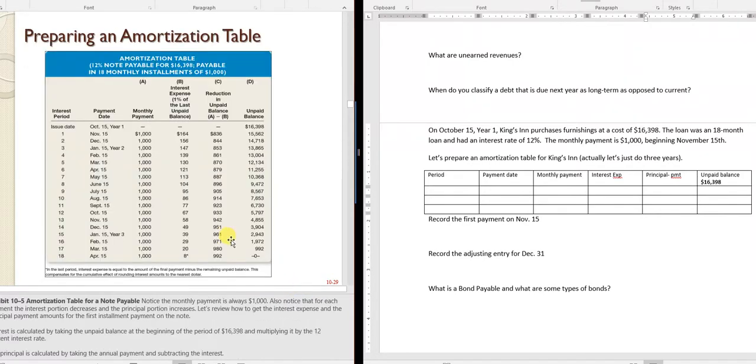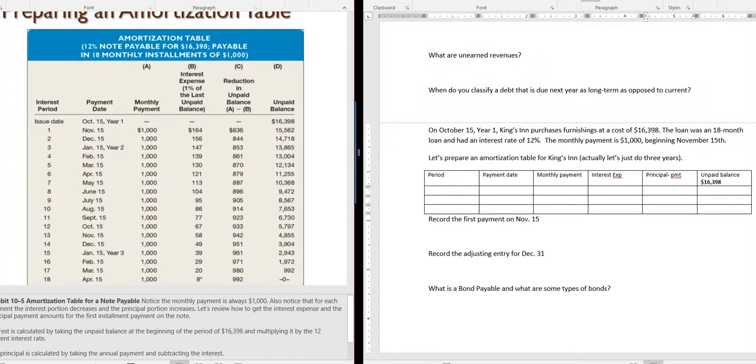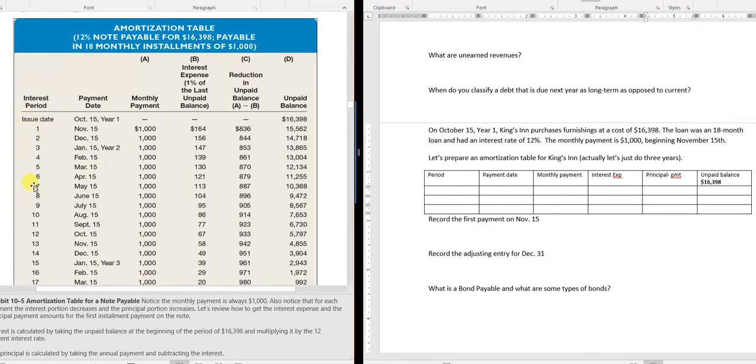Let me try to make this a little bigger. We filled out the period and the payments; we're just going to do 3 of them, November, December, January, and you already have $1,000 in there. So how did they get this 164? It's 16,398 times 12% times 1/12, which is 164. If my monthly payment is $1,000 and my interest expense is 164, then the remaining part of that $1,000 must be principal. So 1,000 minus 164 is 836.